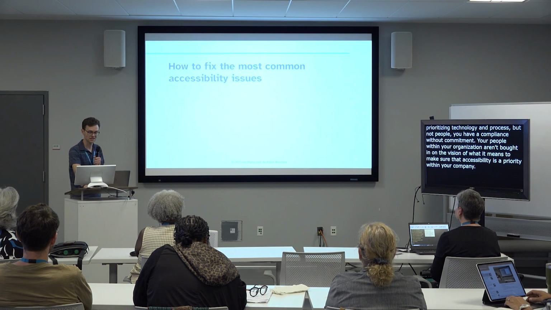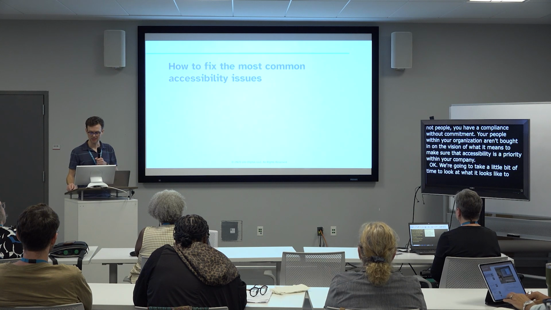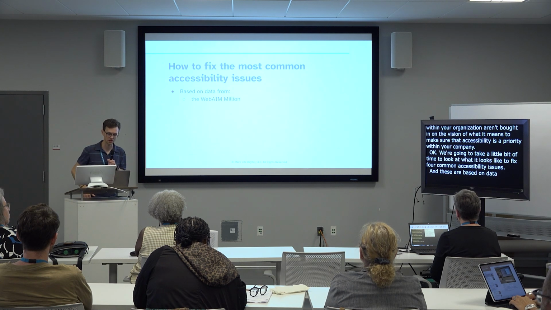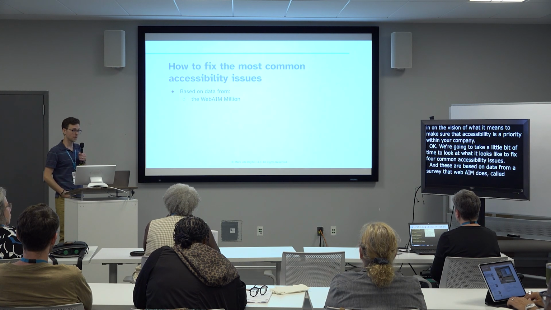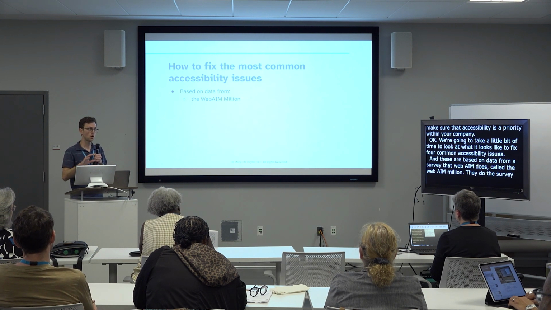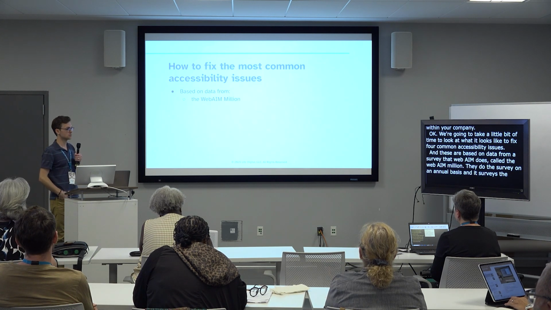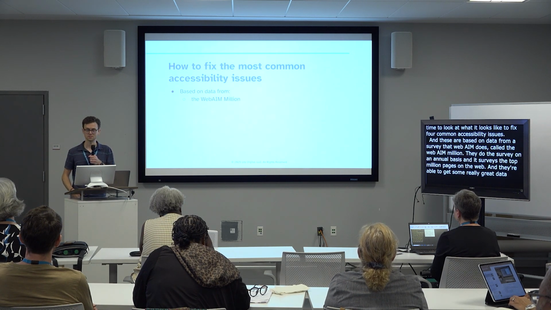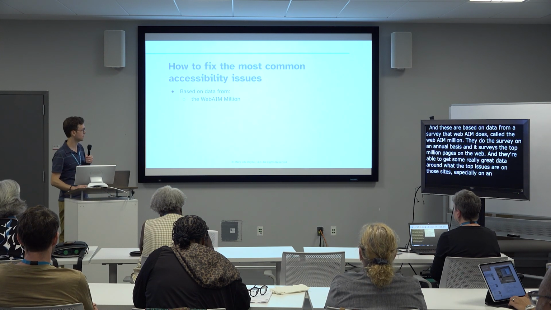Okay, we're going to take a little bit of time to look at what it looks like to fix 4 common accessibility issues. And these are based on data from a survey that WebAIM does called the WebAIM 1 Million. They do this survey on an annual basis, and it surveys the top 1 million home pages on the internet based on traffic using their Wave accessibility tool. And they're able to get some really great data around what the top issues are on those sites, especially from a longitudinal standpoint, because they've been doing this for so many years.